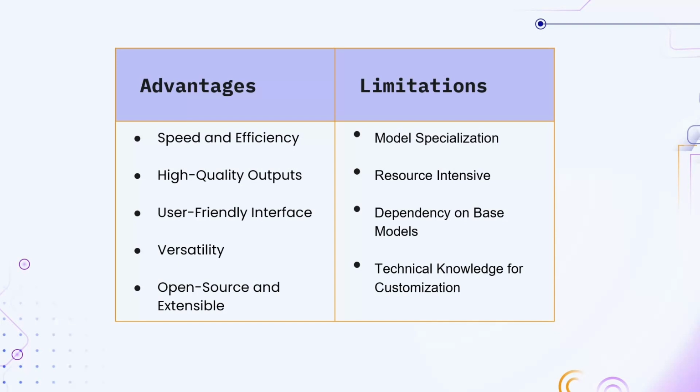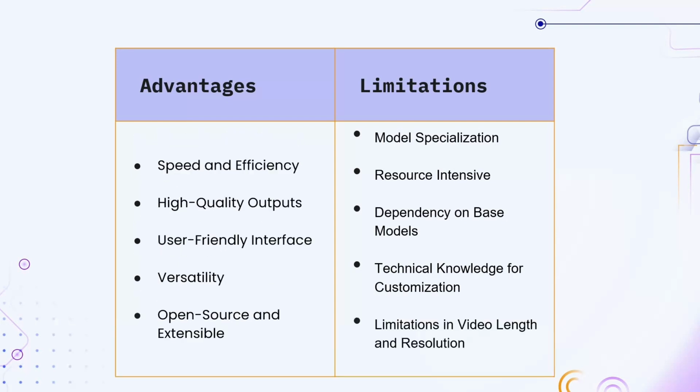Then we have limitations in video length and resolutions. So the app is best suited for generating short, medium resolution videos. Attempting to generate very long or high resolution videos may lead to performance issues or degraded output quality. Users need to manage expectations regarding the complexity and length of the animations that can be generated effectively. So these were the advantages and limitations of the model. Using this model, we can create powerful text to GIF generators.